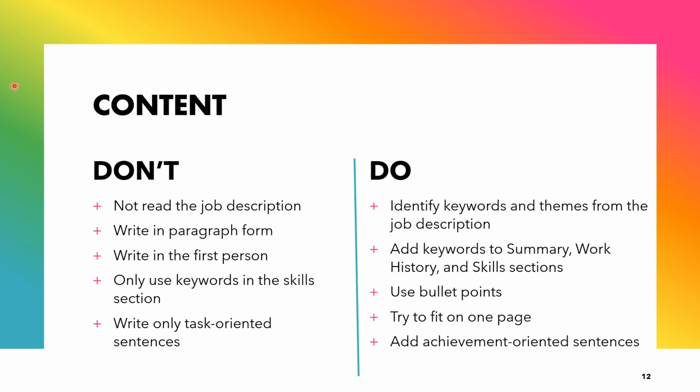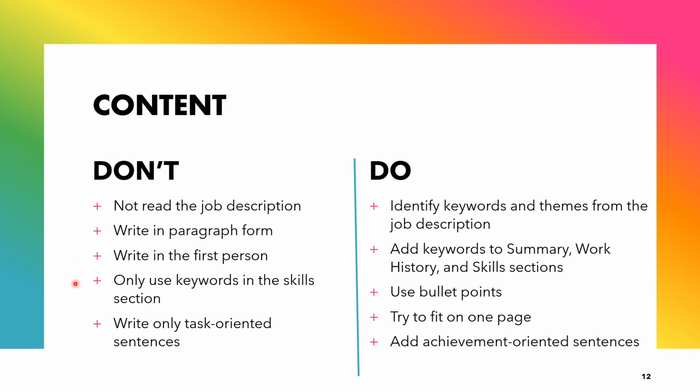All right, so the next thing is to think about the content of the resume. So if you have a good format and the ATS is able to read all the information, well, you got to make sure your information is what the employer is looking for. So the don'ts of the content are: don't not read the job description, because that's where all the pertinent information is going to be. Don't write in paragraph form. Make sure that you're using bullet points and make sure that it's readable. Don't write in the first person. Remember, in resume writing, you're writing with kind of this third person using verbs to start sentences.